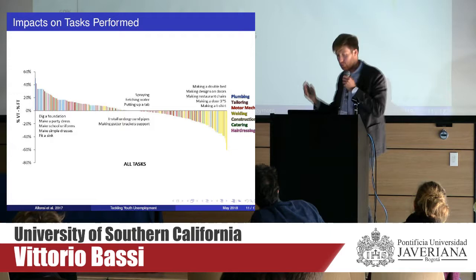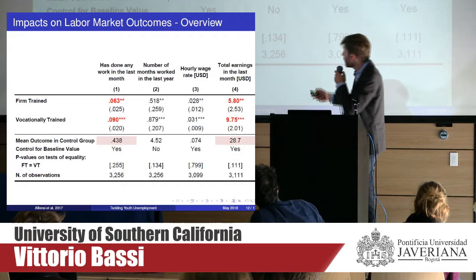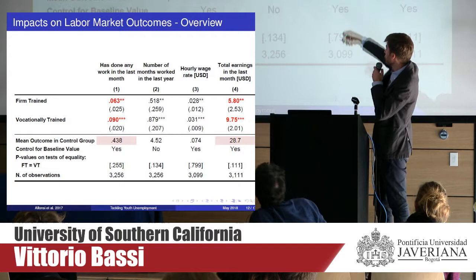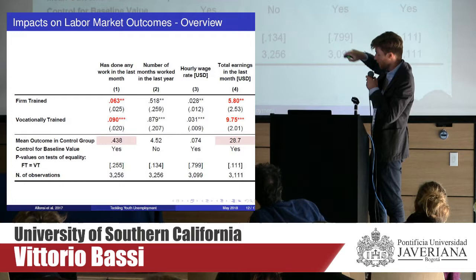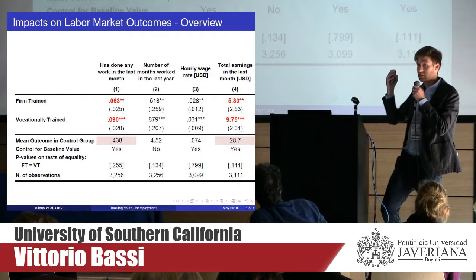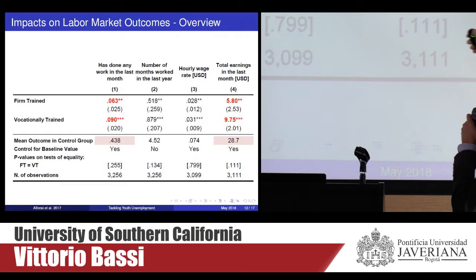So how do these things then map into employment and earnings? Well, I'm just going to pool the three years here in this table. We're looking at the two key outcomes, starting with the extensive margin of employment probability. We find a large effect of both programs, particularly high for the vocational training. This is about a 20% increase in employment probability. Now, the remarkable thing, I think, is that we find a 34% increase in labor market earnings over the three-year period for the vocational trainees, and a somewhat smaller effect for the firm trainees.